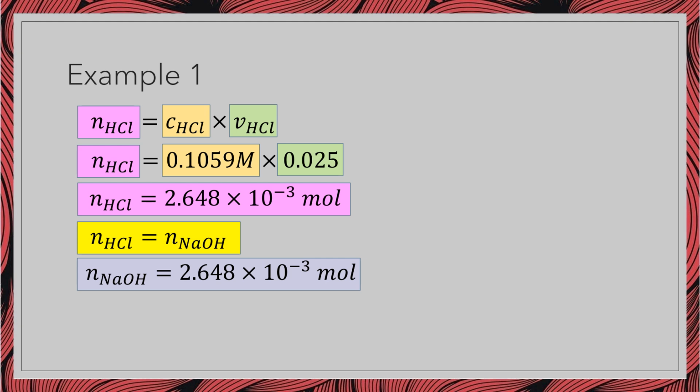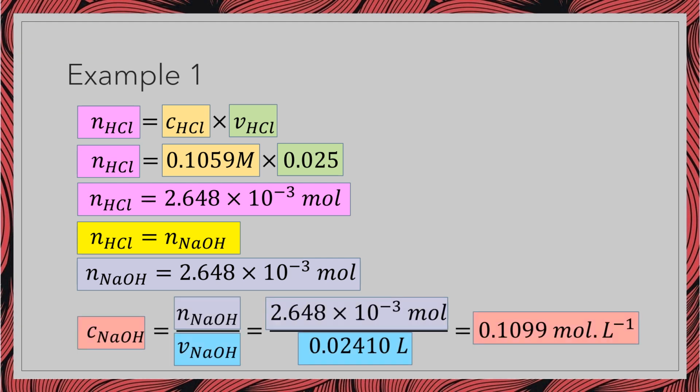Now, to calculate the concentration of our sodium hydroxide, it's the number of moles divided by the volume. So C equals n over V. The number of moles we calculated just then. Okay, it's that bluey indigo weird color box over our nice blue box, which was our volume of sodium hydroxide that we calculated from the titre tables, 0.02410. So we end up with 0.1099 moles per liter.